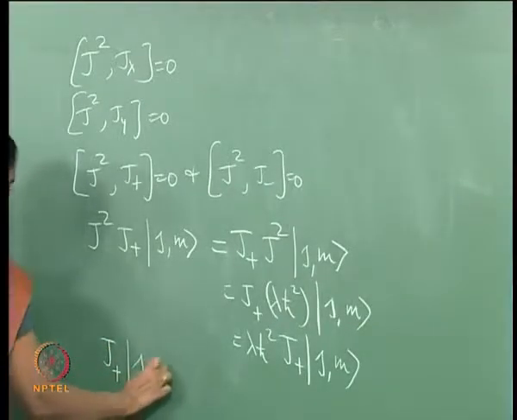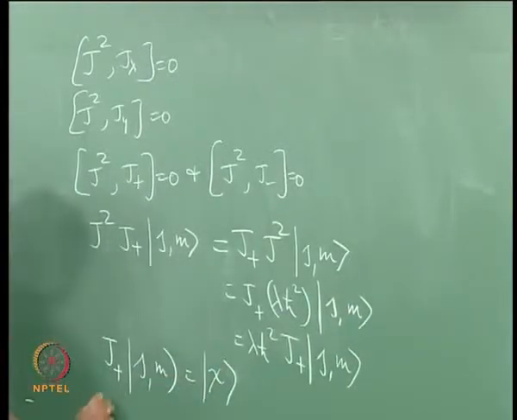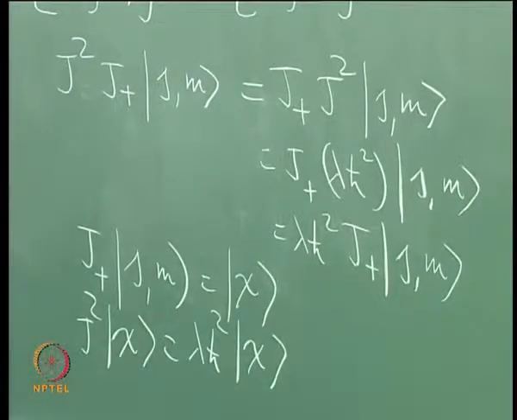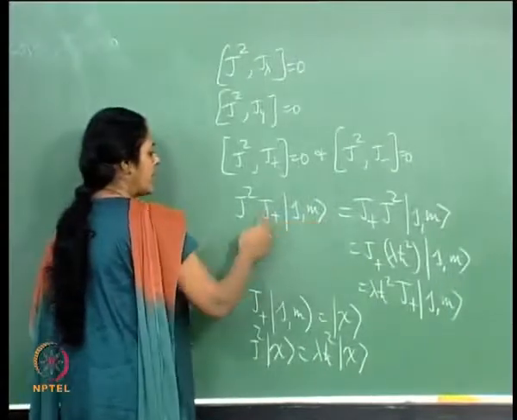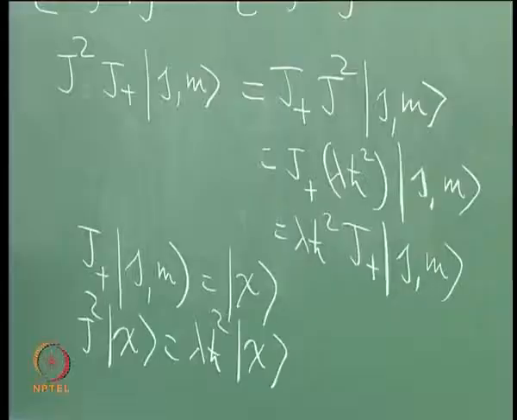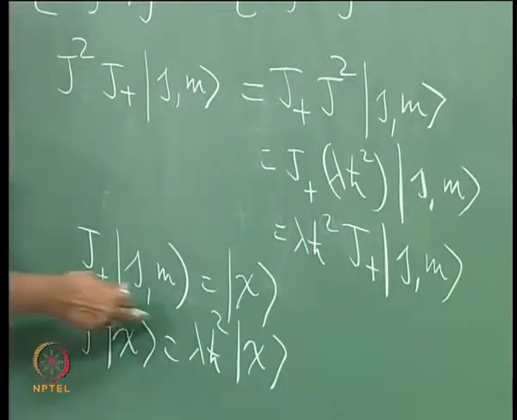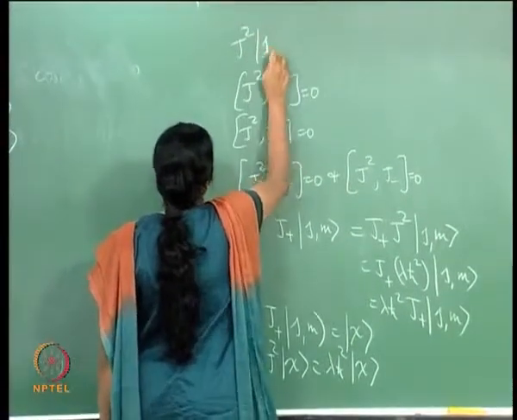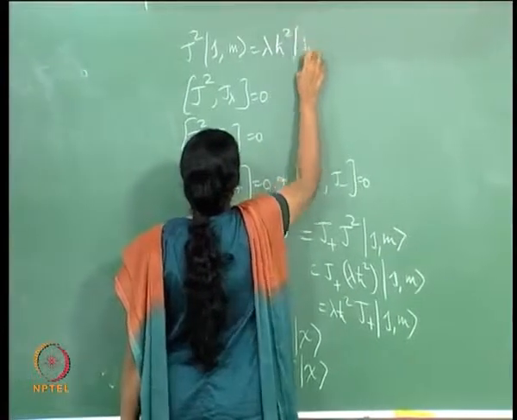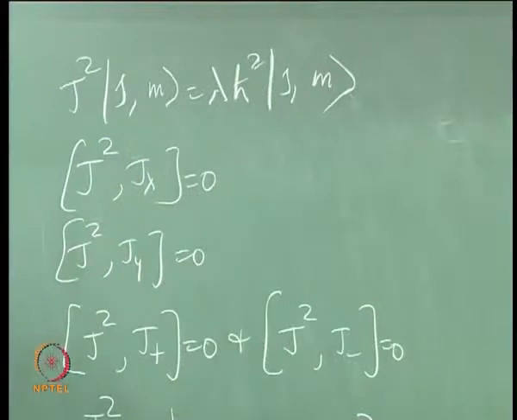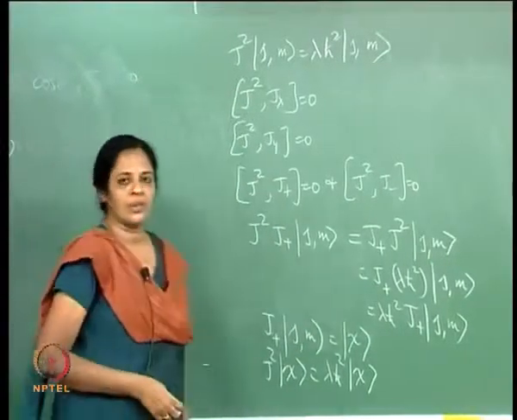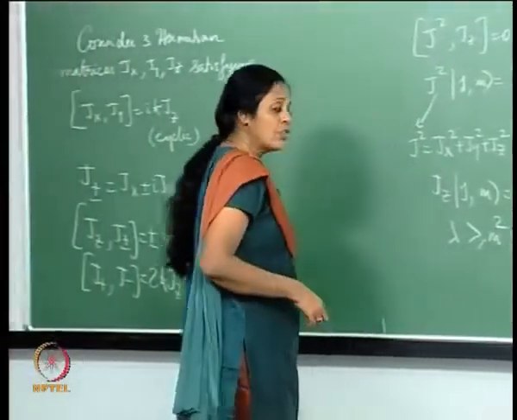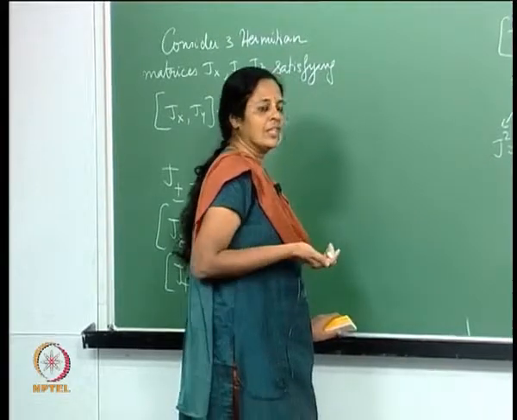Call the state J plus |j, m⟩ some ket chi. It is now clear that J squared chi is lambda h-cross squared chi. In other words, we are saying that J plus acting on the state |j, m⟩ takes it to another state which I have represented by ket chi symbolically. That state is also an eigenstate of J squared with the same eigenvalue lambda h-cross squared. Recall that J squared acting on the state |j, m⟩ gave me eigenvalue lambda h-cross squared. Now it seems that J plus |j, m⟩ is also an eigenstate of J squared with the same eigenvalue lambda h-cross squared. And therefore, when J plus acts on the ket |j, m⟩, it does not change the eigenvalue corresponding to J squared.